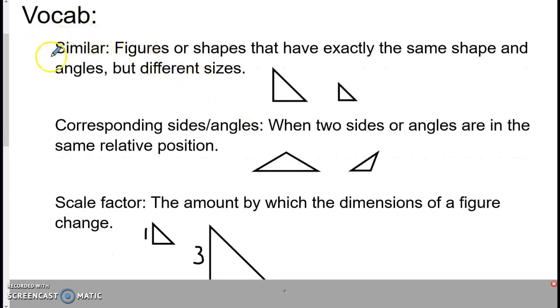When we're talking about similarity, or similar figures or similar shapes, the idea is they have the same shape, but they're different sizes. These both have a 90-degree angle, and they are equilateral, so these angles are all the same, and so these two figures are similar.